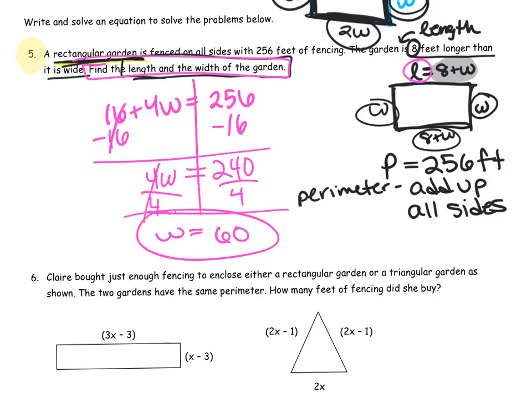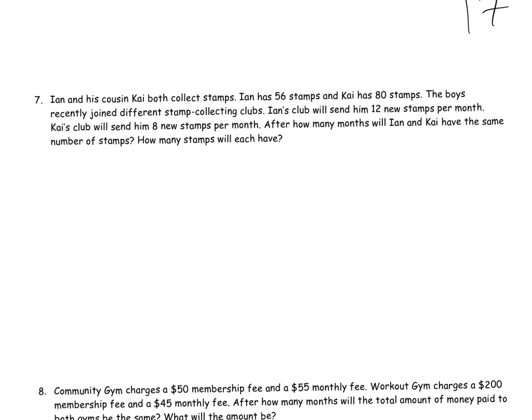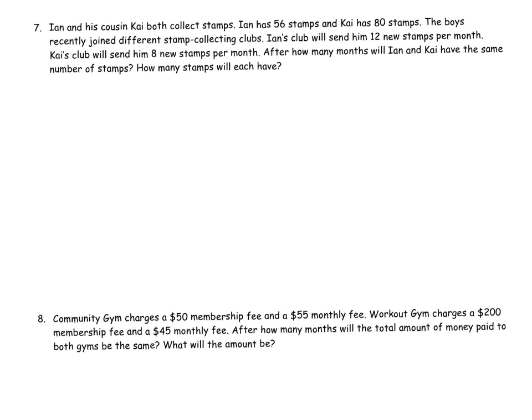That's just W. It says find the length and the width, so we have to go back and read. Well, the width is 60. And our equation for length is here: length equals 8 plus W. And we know W is 60. So L is 8 plus 60, which is 68. So the length is 68 feet and the width is 60 feet. Those are our dimensions. I'm just going to skip question 6 for now. We'll see if we have time for it, but I want to move on to page 18, number 7.